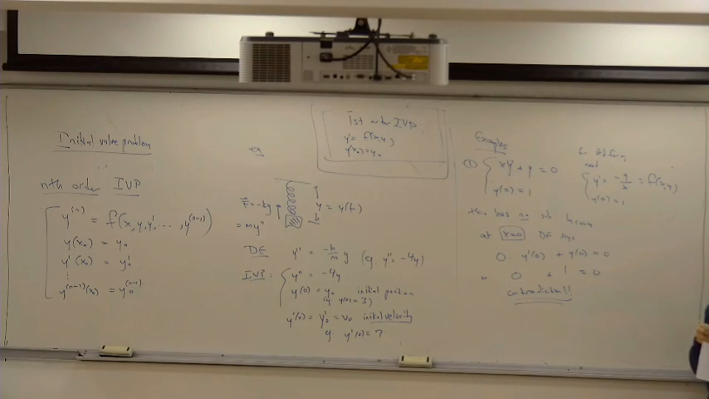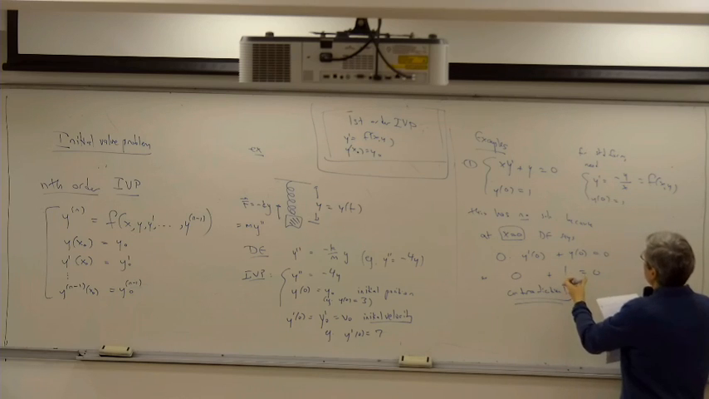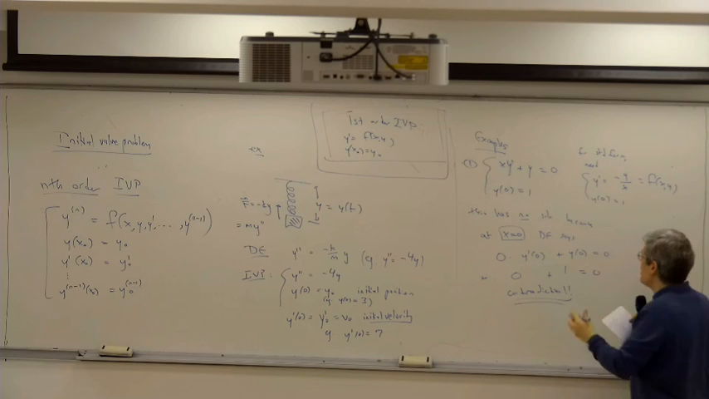Okay? So this tells you you actually do not have any possibility of having y of 0 equals 1. That contradicts this equation. Okay? No solutions.